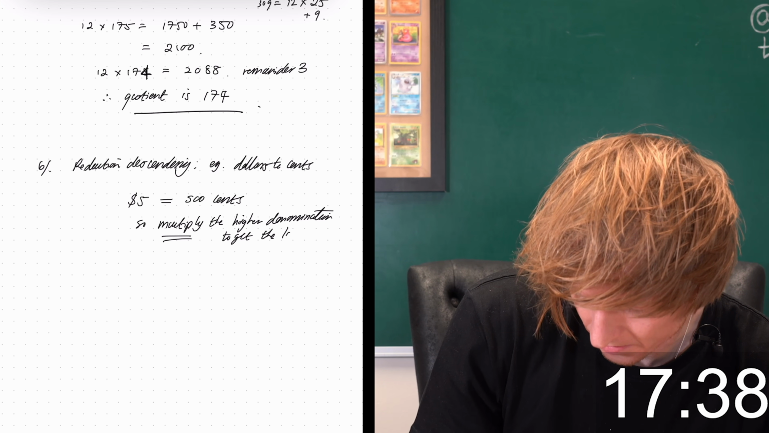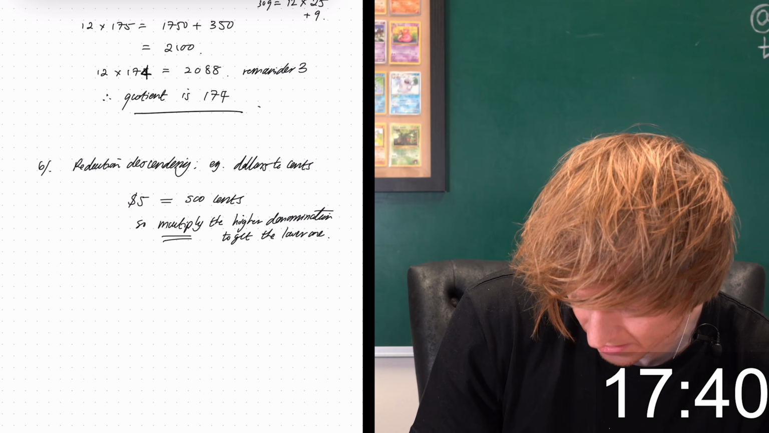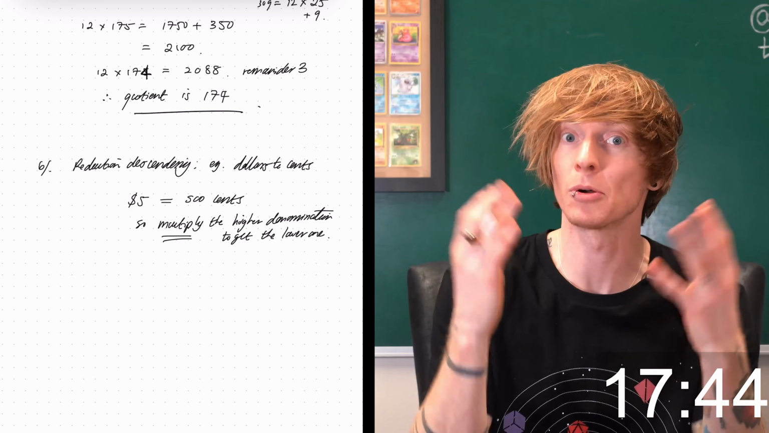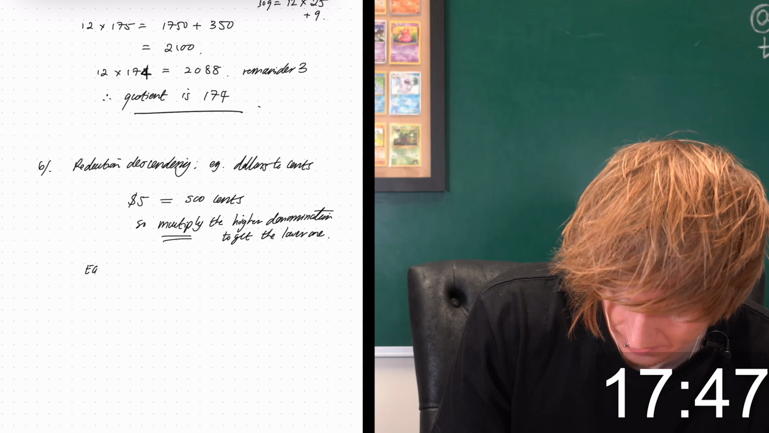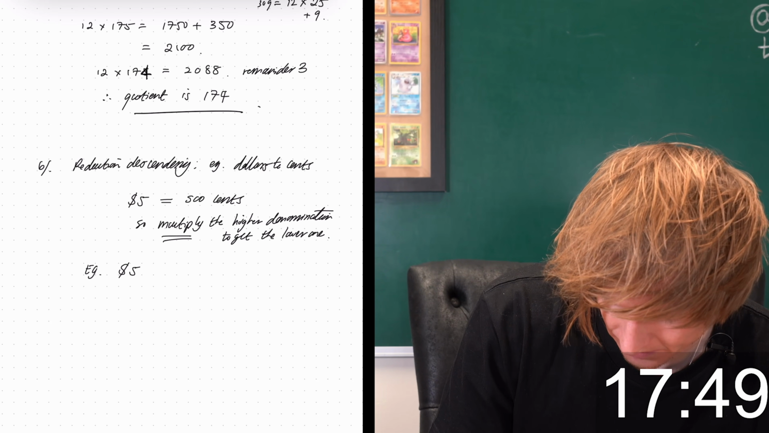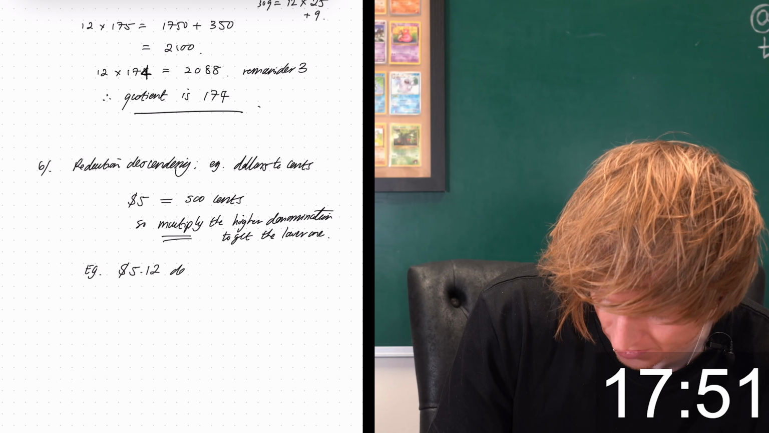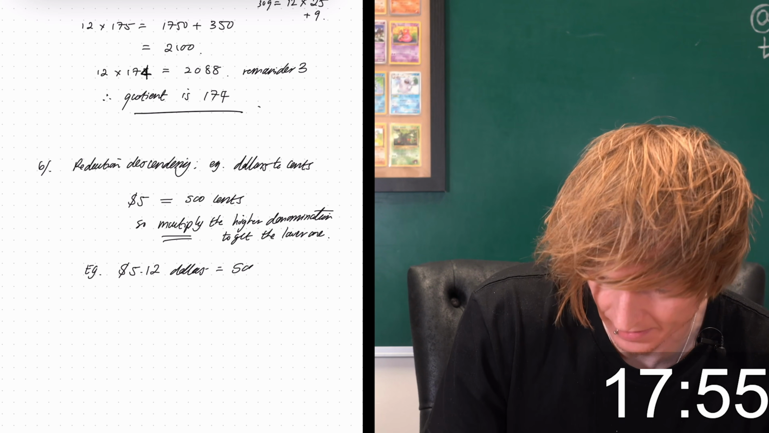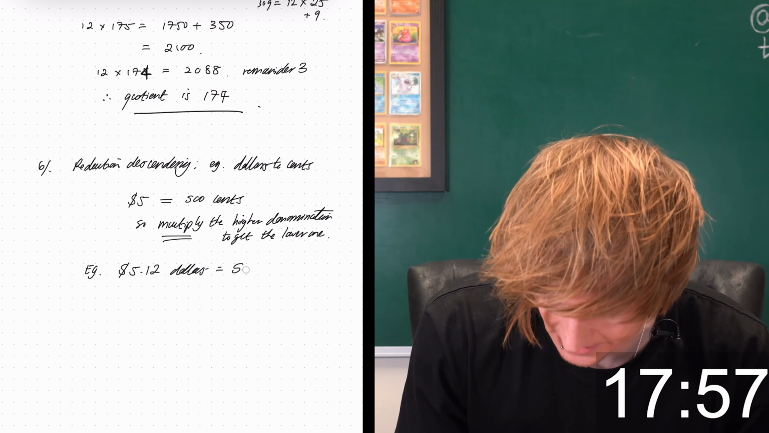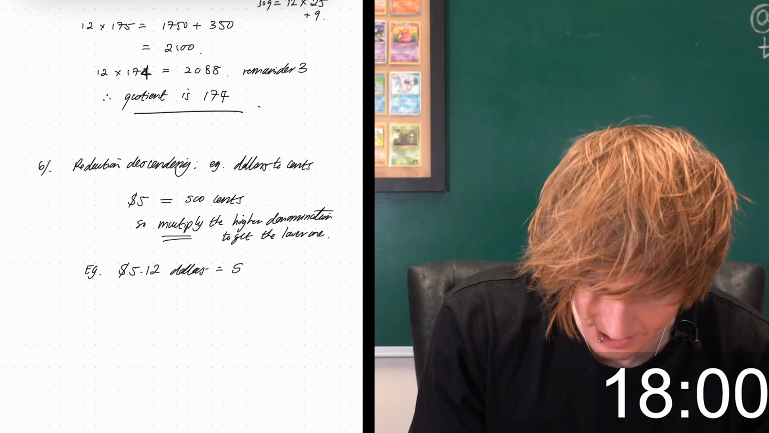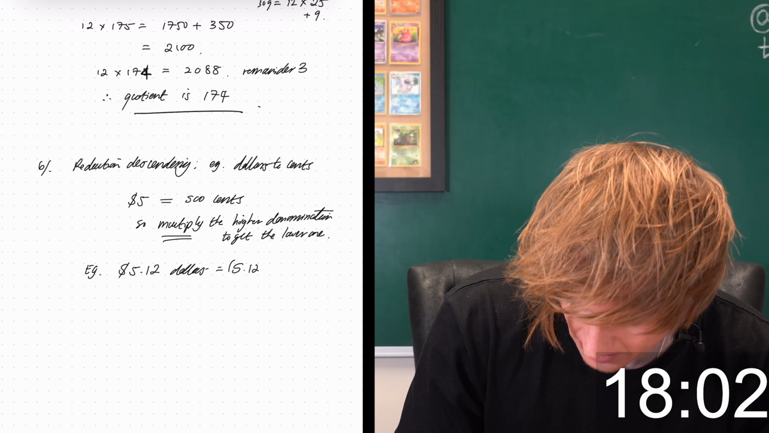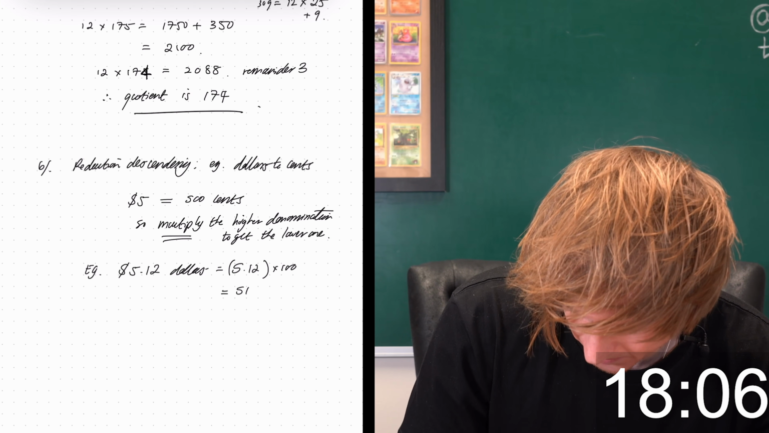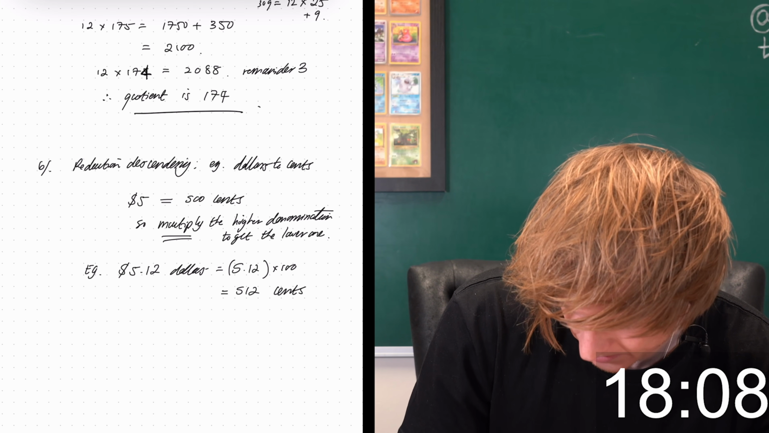To get the lower one. And I have just exemplified that in question 5, pretty much. Give an example. Okay, example, e.g., I just did it. $5.12 is 512 cents. Is 5.12 times 100, which equals 512 cents.